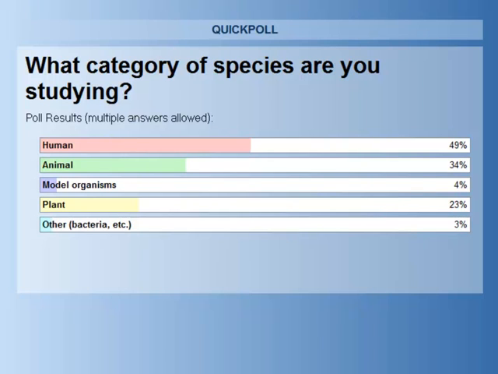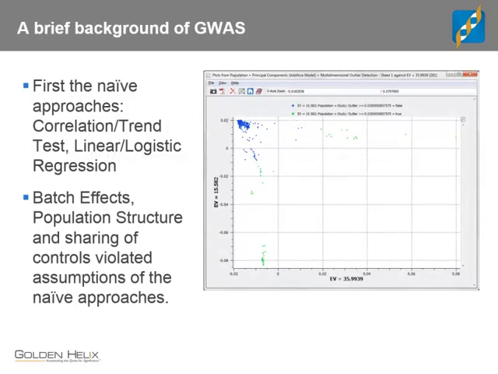Okay. Looks like we have a pretty decent split between human and animal species, with quite a few plant folks out there. That's great. I want to make sure that everyone feels that these methods can be applied to their data today.